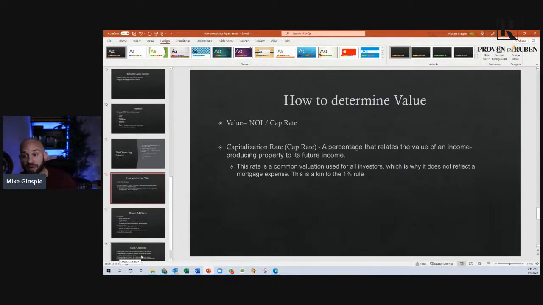Now, how do we determine value? This goes back to that question that Ben asked, what is capitalization rate? The value is NOI divided by the cap rate. Now, the cap rate, this is one that's important, guys. I'm going to read the Webster Dictionary definition for you, all right? The Webster Dictionary definition says a percentage that relates to the value of an income producing property to its future income. I want you guys to hear that.